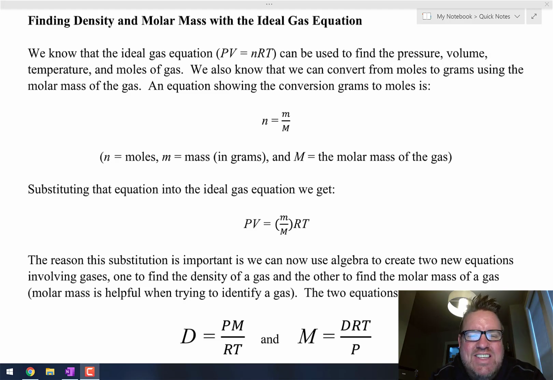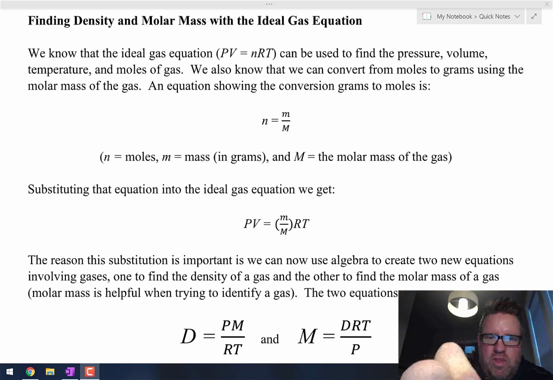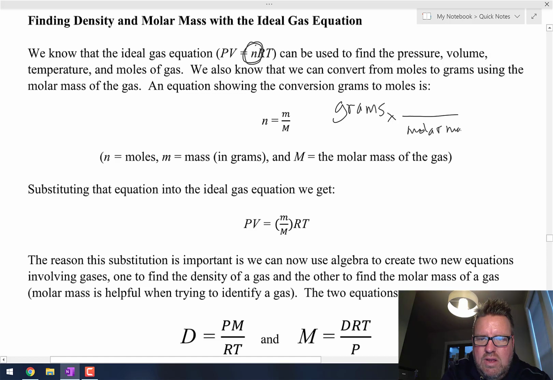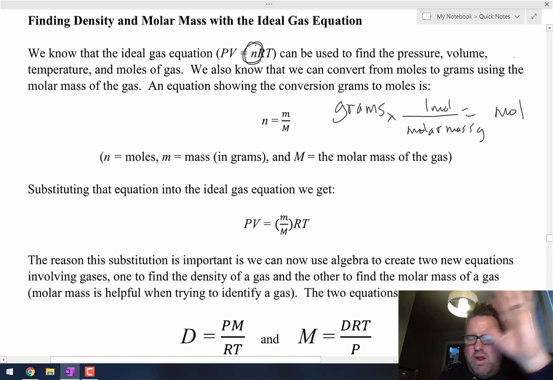Using the ideal gas equation, we've been able to use PV equals nRT. We've also learned about standard temperature and pressure. Now, one of the things that's important with the ideal gas equation is this part right here, the moles. Because one of the things that we've learned in this class is you can take the grams of something and then use the molar mass and put that on the bottom, and that allows you to convert to moles. Okay, we've done that a whole bunch of times.